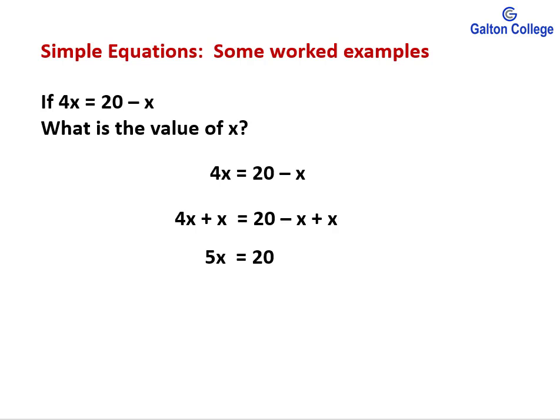So that simplifies, because we've got minus x plus x, which cancels. We've got 4x plus x, which is 5x. 4 plus 1 is 5. So we've got 5x equals 20. If you divide 5x by 5, you'll get x, but that means you have to divide 20 by 5, which gives you 4. So the answer is x equals 4. Quite straightforward.